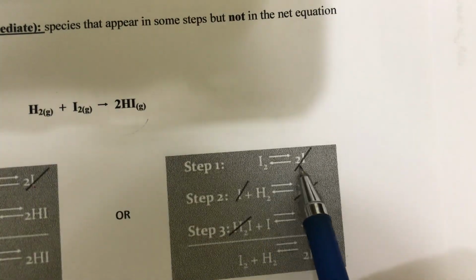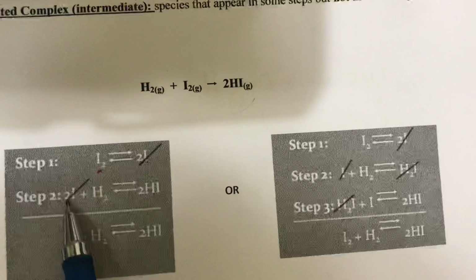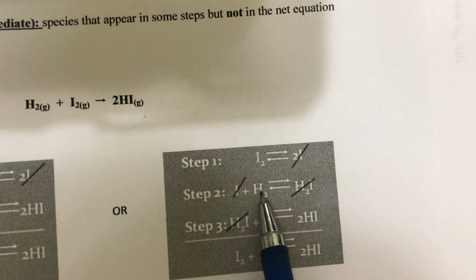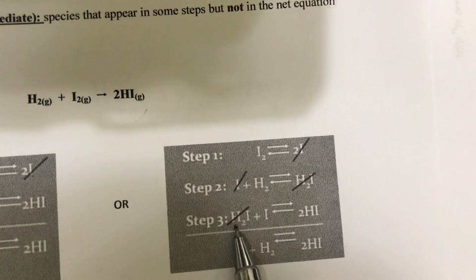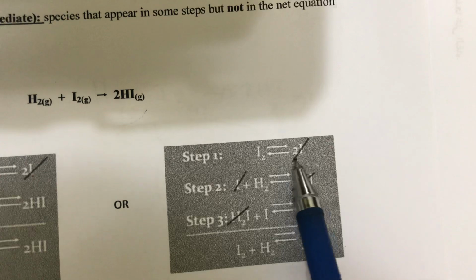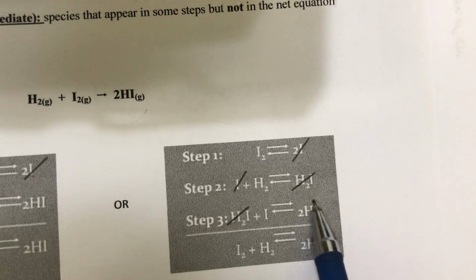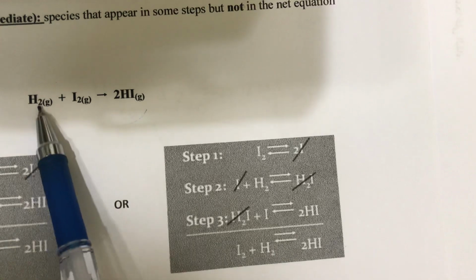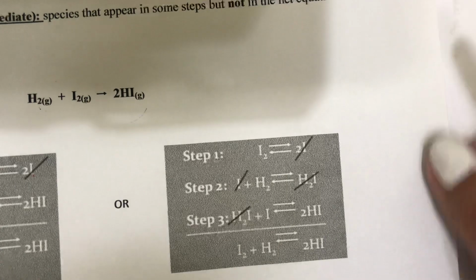Iodine dissociates to 2 iodine atoms, then 2 iodine atoms react with hydrogen. The first iodine atom reacts with hydrogen to form dihydrogen monoiodide. Then H2I reacts with the second iodine atom to form the product. So when you add these equations with each other, you form the chemical equation: hydrogen plus iodine form 2 moles of hydrogen iodide.